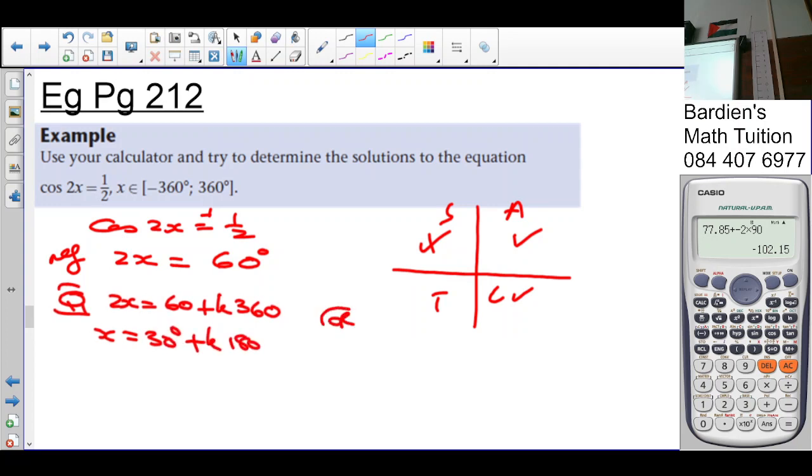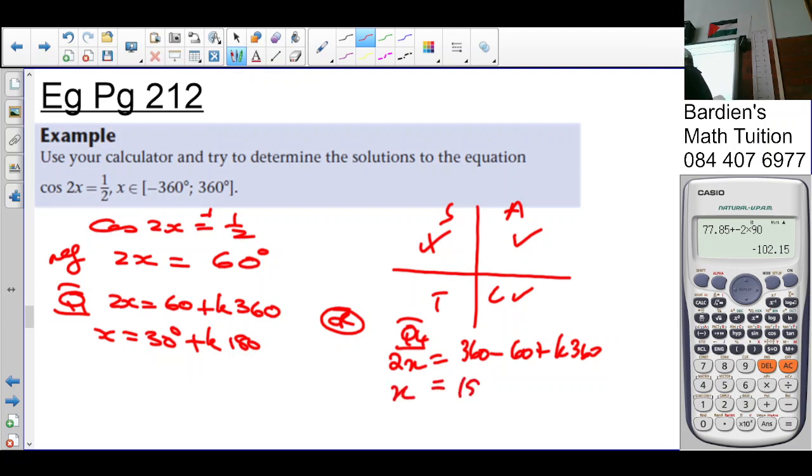Quadrant 4. How do we get into quadrant 4? 360 minus. So 2x is equal to 360 minus 60 plus k times 360. So what's 360 minus 60? 300. Divided by 2? 150 plus k times 180, where k is an element of integers.